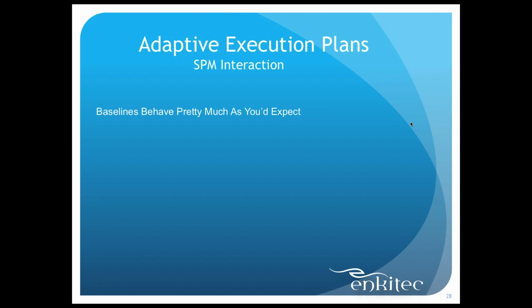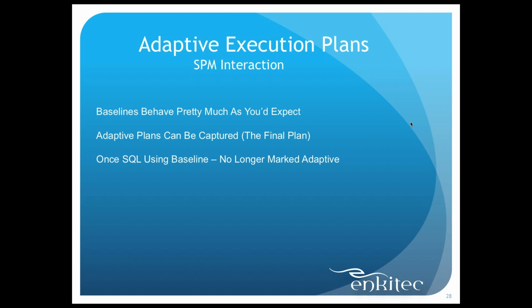Just real briefly, I thought I'd mention that SPM interaction with those behaves pretty much as you would expect. So if you're using baselines in 11g and you're wondering how that's going to work with these adaptive plans in 12c, it behaves pretty much like you would expect. The final adaptive plan that it comes up with is the one that's going to be captured by the baseline. So once you've got a baseline, the plans are not going to be marked as adaptive anymore because it's not actually going to do that checking. It's just going to run the baseline plan. So pretty much I think it behaves the way you would expect it to.